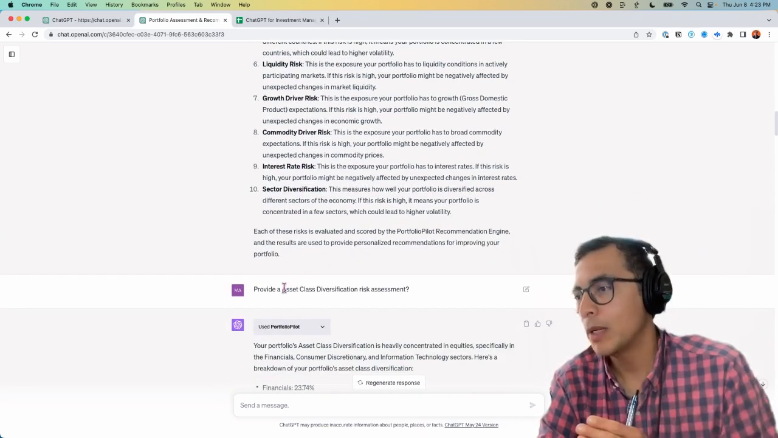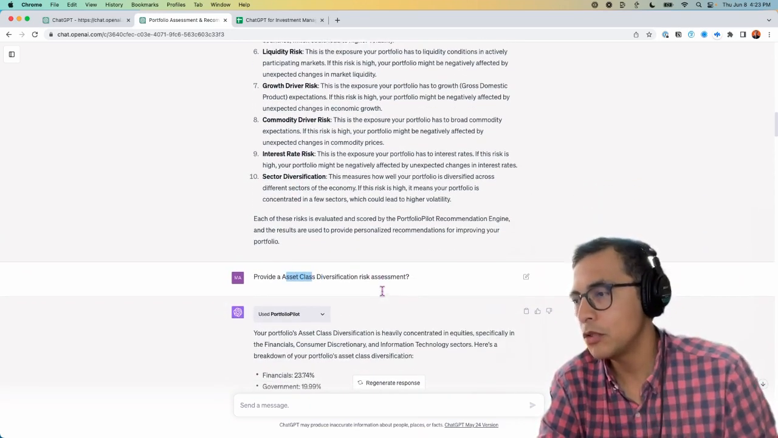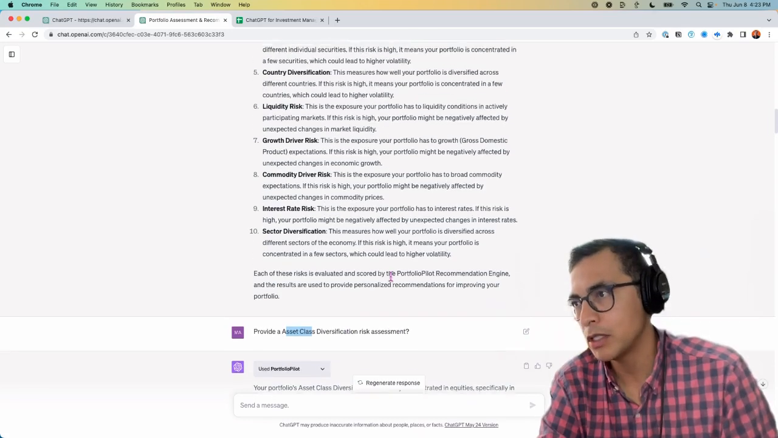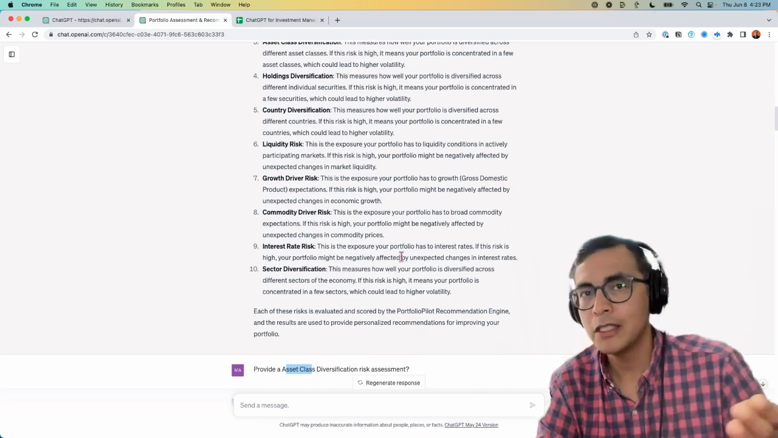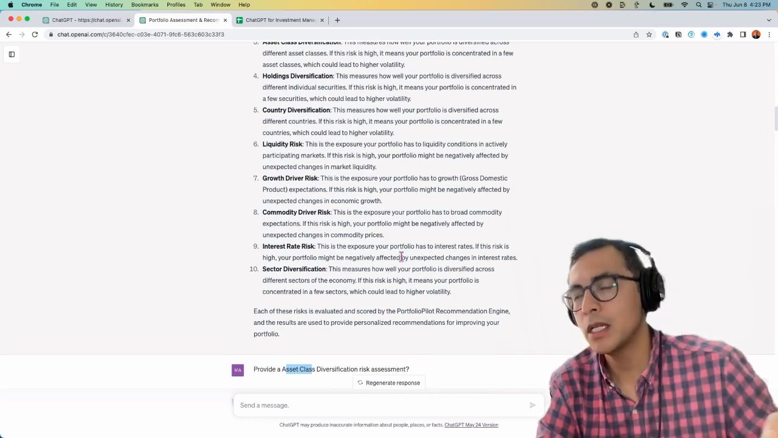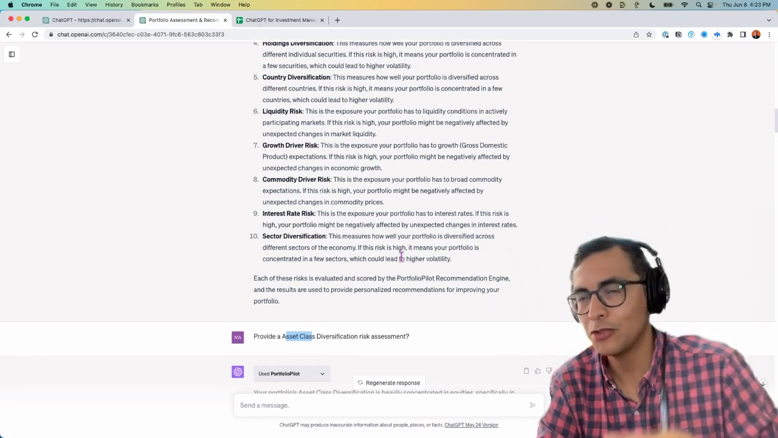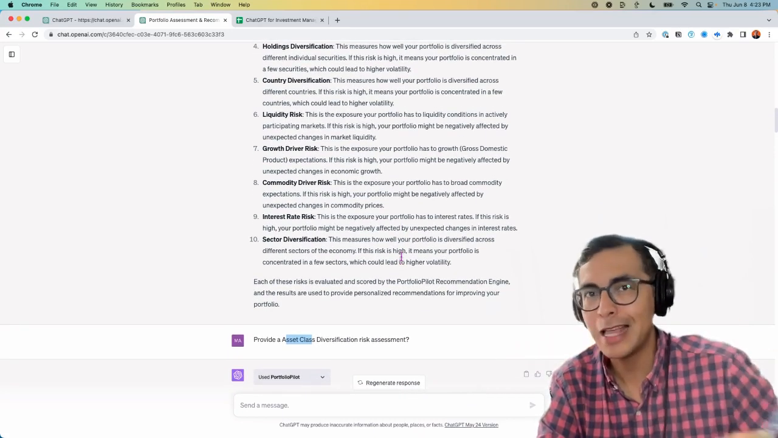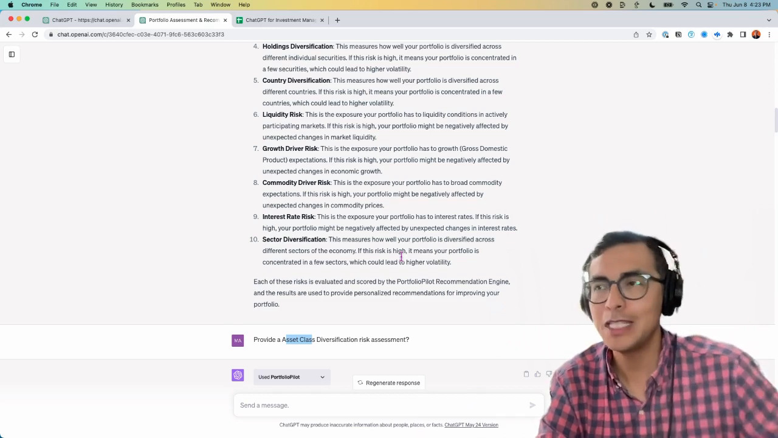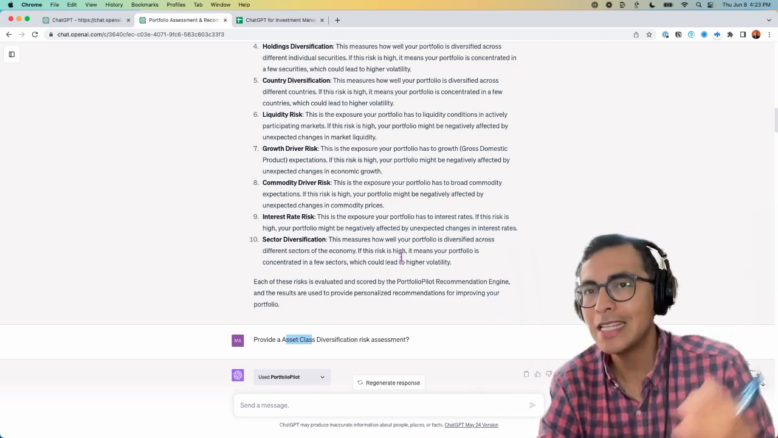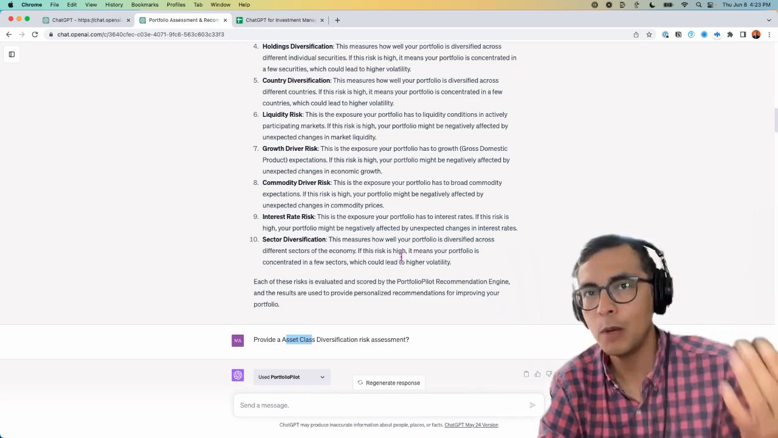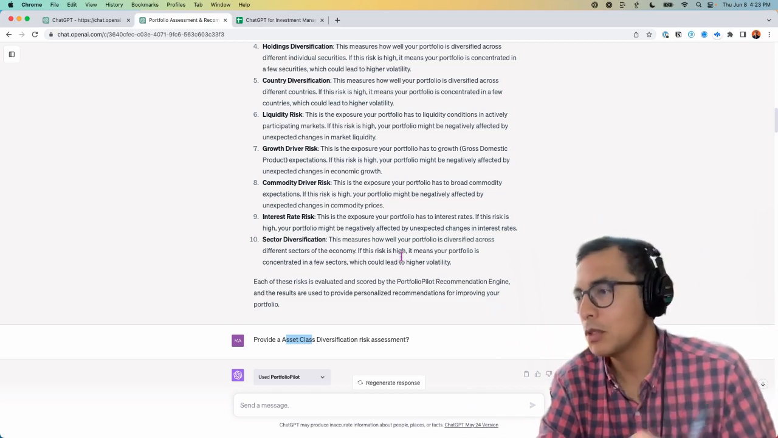As an example, what I do here is I ask ChatGPT to do an asset class diversification risk. So this is the risk of me being overly concentrated in certain asset classes. So as I mentioned, I know that I'm overweight on equities. Typically you want equities, bonds, commodities. You want a nice mix of different asset classes to help with diversification, which is generally what you're after.